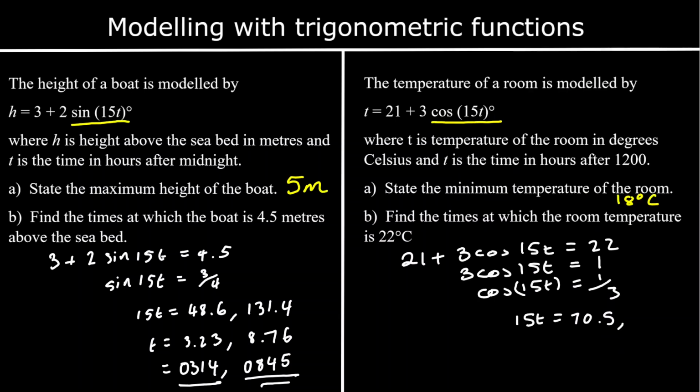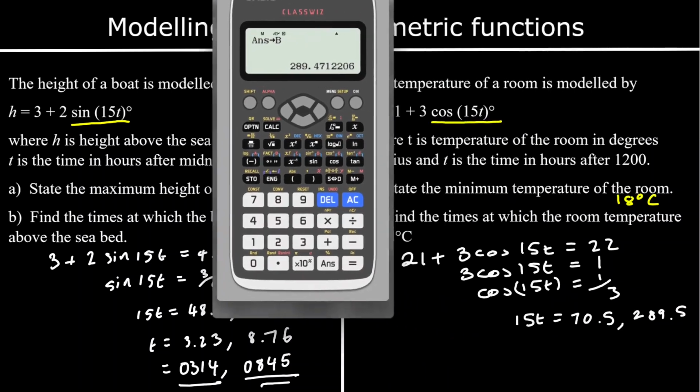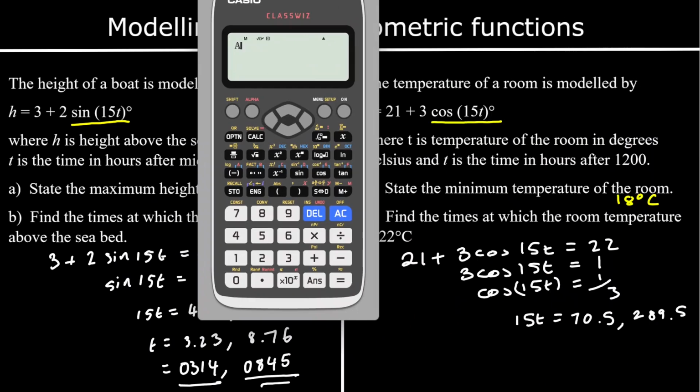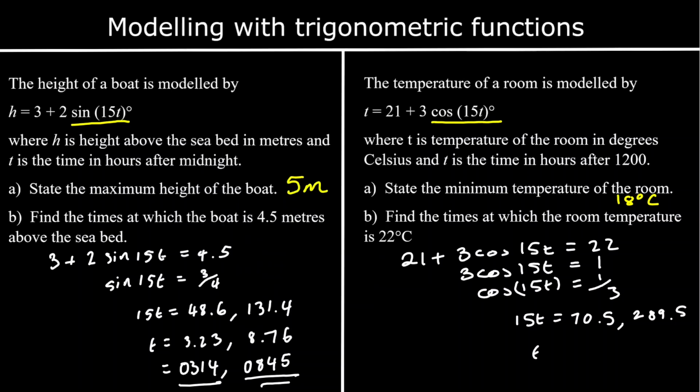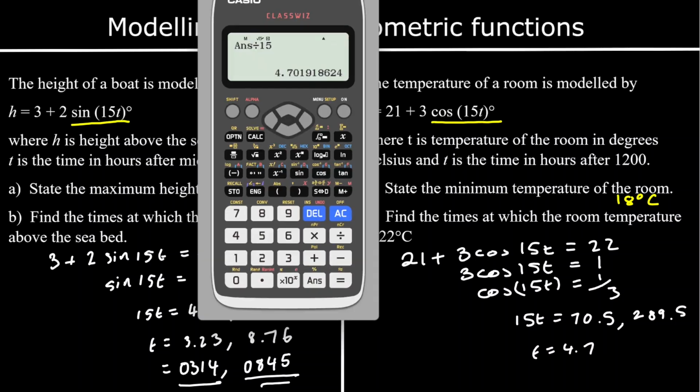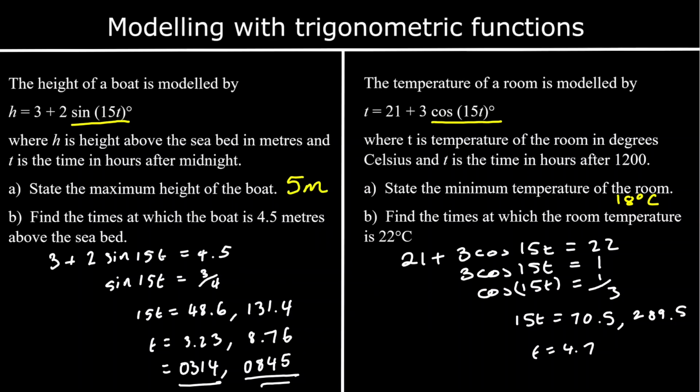But again, we don't want our answers as decimals. We're going to have to divide them by 15 first as well. So our first answer, 15t, was 70.5. So t is 4.7. Press the time button. That's 4 hours 42 after 12. So 4:42 p.m. or 16:42, either one.